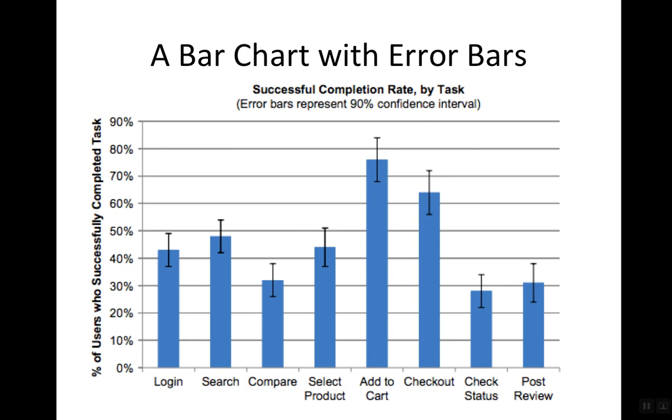On the other hand, if we look at the right, we see that check status and post review have some overlap. So there's no significant difference there. And the same is true for login and search on the left. So a bar chart with error bars is a great way of visualizing whether differences are significant or not.